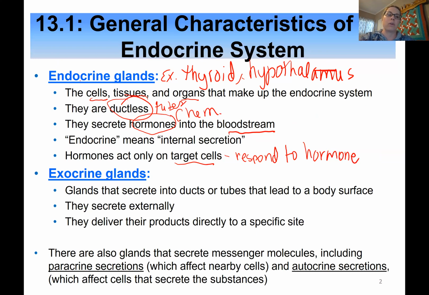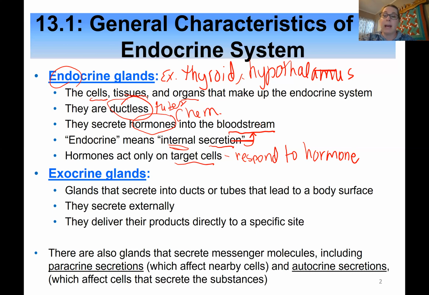If you look at the word endo, if you take it back to the Latin, endo means inside of or internal. And then crine or crin means secretion. So they're going to secrete chemicals called hormones inside the body into the bloodstream.